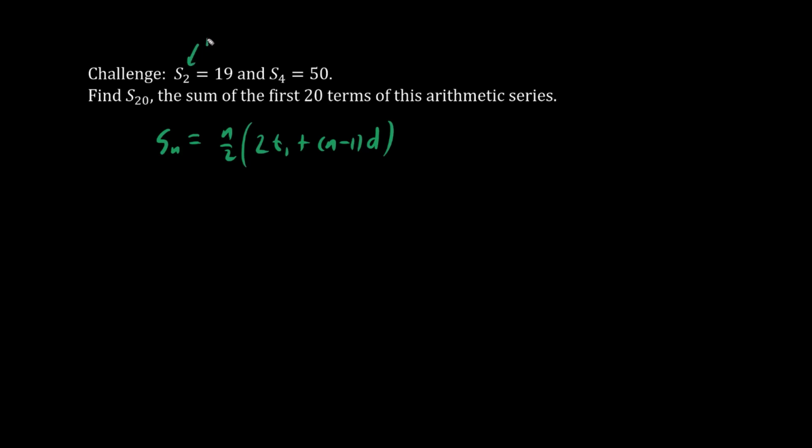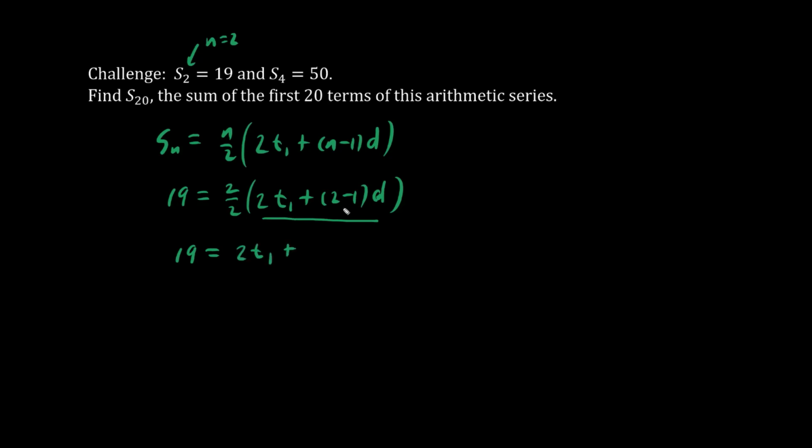Now here we're given that n equals 2, and we have S2 equals 19. So 19 equals 2 over 2, 2t1 plus 2 minus 1 d. Let's simplify this equation. 19 equals 1 times something is just itself. 2t1 plus 1d, or just d. We'll call this equation number 1.